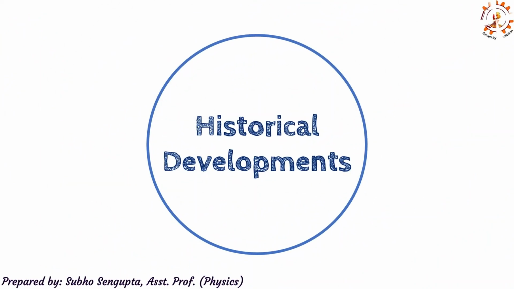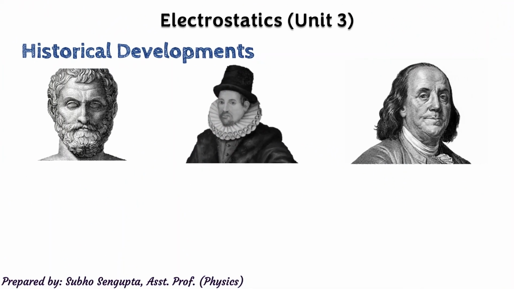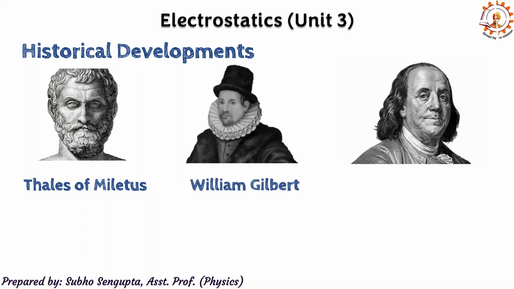Let us now discuss the historical development of electric charge. These are the 3 most important persons who have enormous contribution in the development of electric charge. The first person is Thales of Miletus. He was one of the founding fathers of Greek science. The second person is William Gilbert. He was the personal physician to Queen Elizabeth I of England. And the last person, but not the least, is Benjamin Franklin. He was an American scientist-statesman.